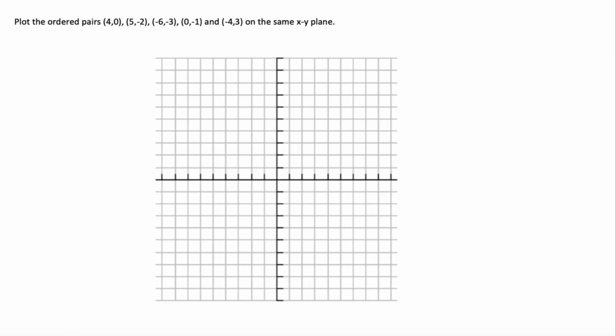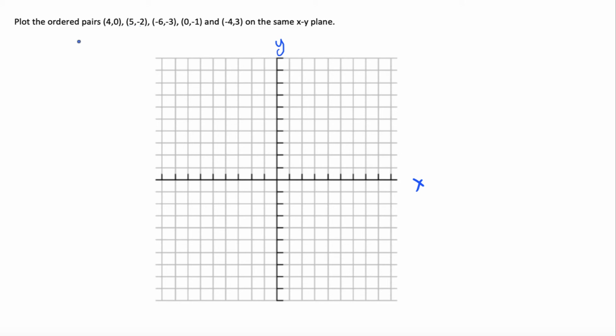Plot the ordered pairs (4, 0), (5, -2), (-6, -3), (0, -1), and (-4, 3) on the same xy plane. So here's the xy plane. Now they're not labeled here, but pretty much every hash mark represents 1 unit. We also know, of course, that the horizontal axis is the x-axis, and the vertical axis is the y-axis. Remember, this is like a grid.